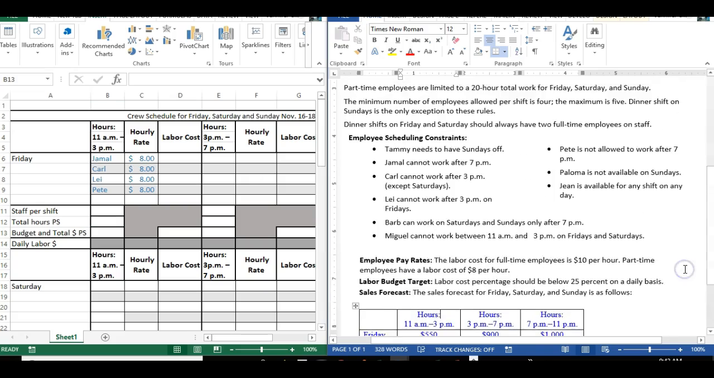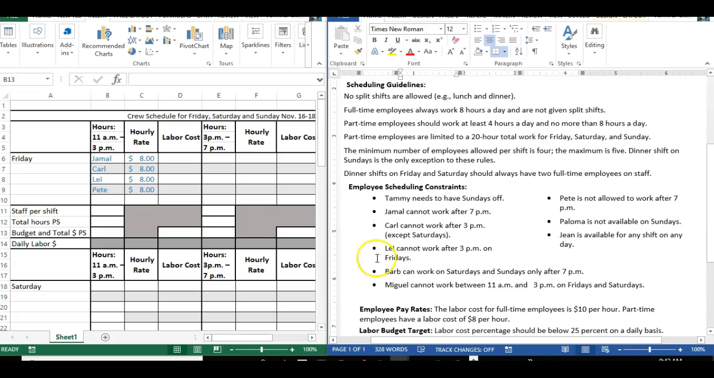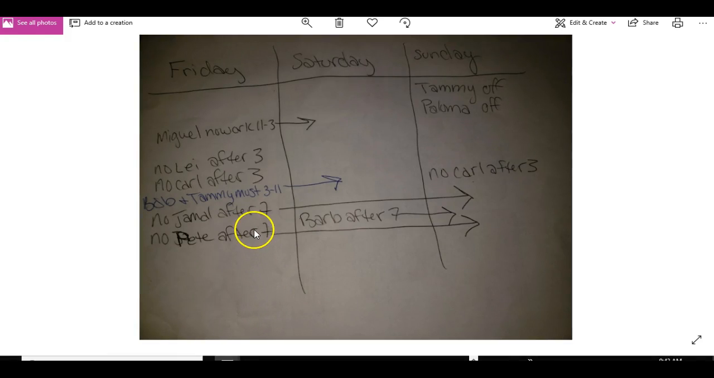The first thing I did was make the scheduling constraints a little bit easier to read. I just got a scrap piece of paper and wrote Friday, Saturday, and Sunday, the things that people can do. So you can see Miguel can't work Friday and Saturday. Having this laid out by the days might be easier for you to see the scheduling. It sure does make it easier for me.